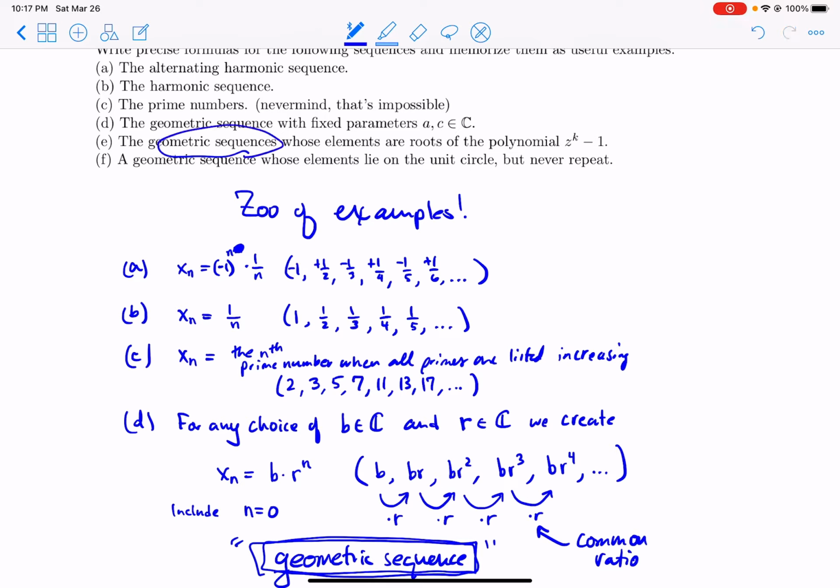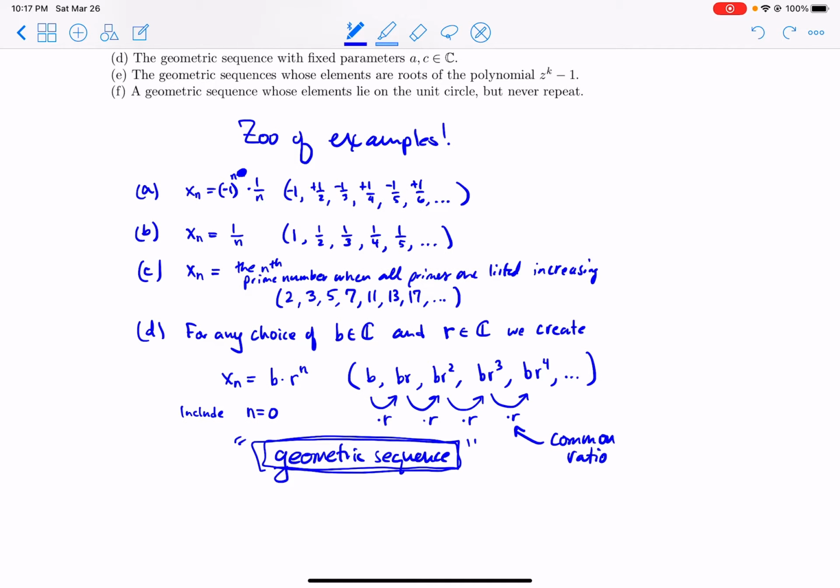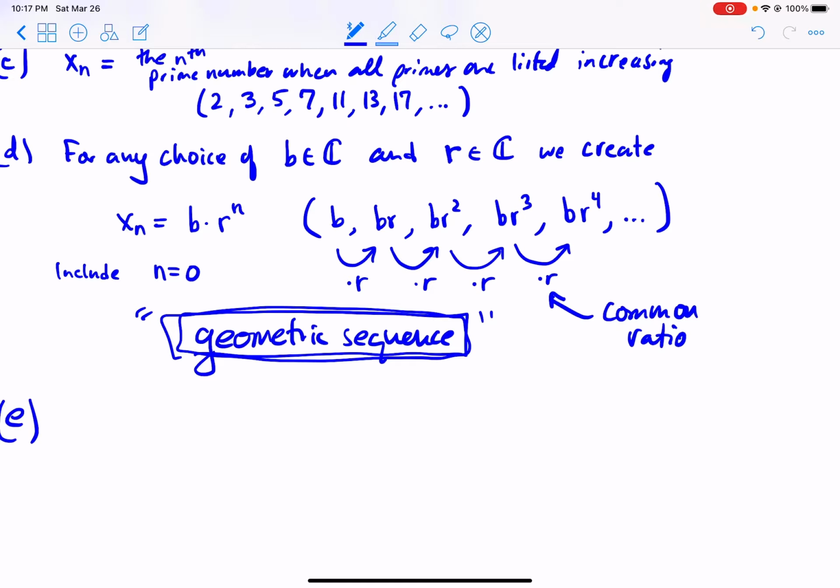The geometric sequences whose elements are roots of the polynomial z to the k minus 1. Okay, so part E. What we want is, let's say k equals 5. Then this geometric sequence should start at 1 and then go to this number, and then this number, and then this number, and then this number, and then this number again, and then this one again, and each time it's just rotating by the same thing.